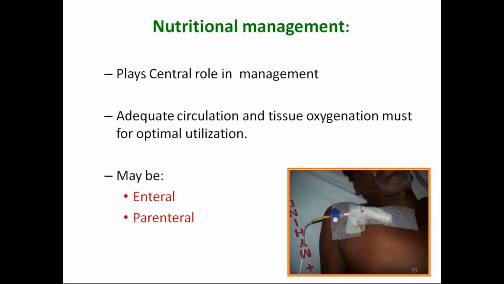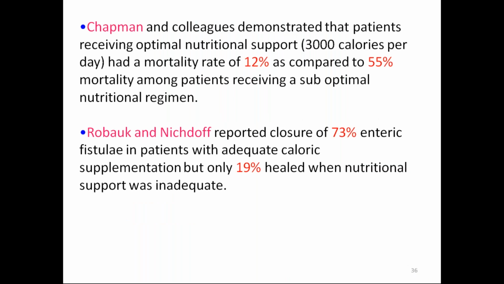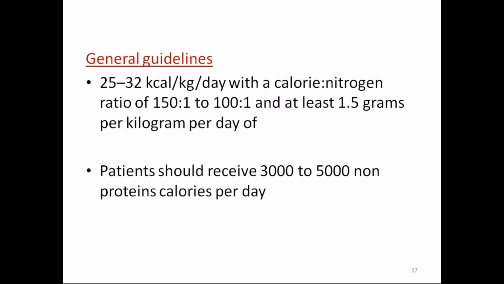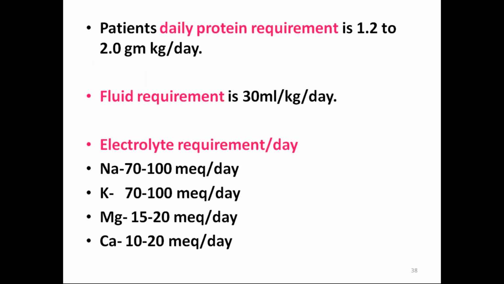So for nutritional management, either enteral or parenteral nutrition is given through the central line. These are the studies. And these are general guidelines: 25 to 32 kilocalories per kg per day is given, at a ratio of 150:1. Patients should receive 3000 to 5000 non-protein calories per day, other than the normal amount. The patient's daily protein requirement is 1.2 to 2 gram per kg, and fluid requirement is 30 ml per kg per day, that is in excess.